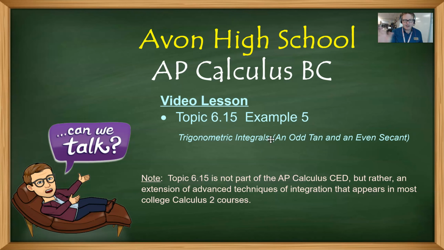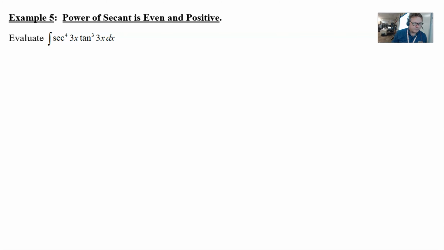They're sister problems, and if you haven't seen example 4, and this is the first go around with tangents and secants, I would say stay with this video and you could watch it first, but you definitely want to go back and watch example 4 at some point to see how the two of these examples differ just a little bit. So can we talk about an odd tangent and an even secant? Let's take a look. Our problem is going to ask us to integrate the secant fourth power of 3x times the tangent cubed of 3x.